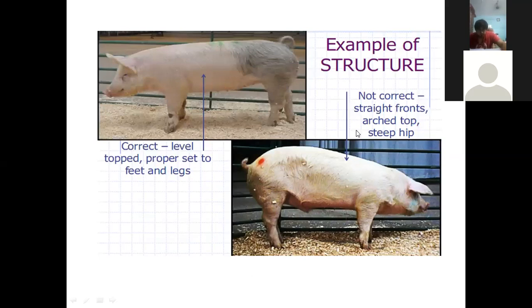So here you can see it is not symmetrical. It is more slanting. Arched top and steep hip. You can see this hip region is very steep. This again indicates it's not highly muscled. The rump region should not be so steep, especially in the case of goat.